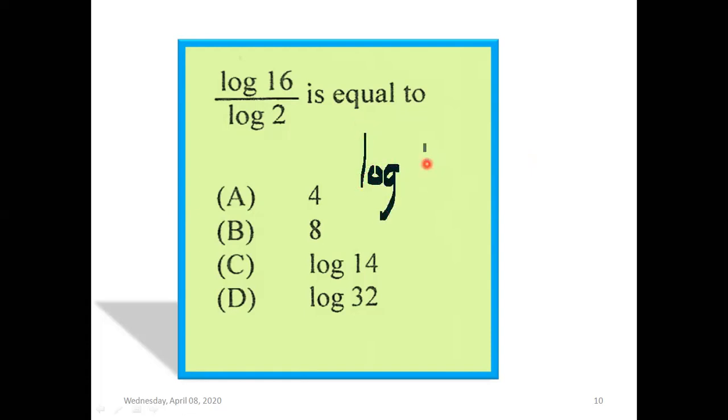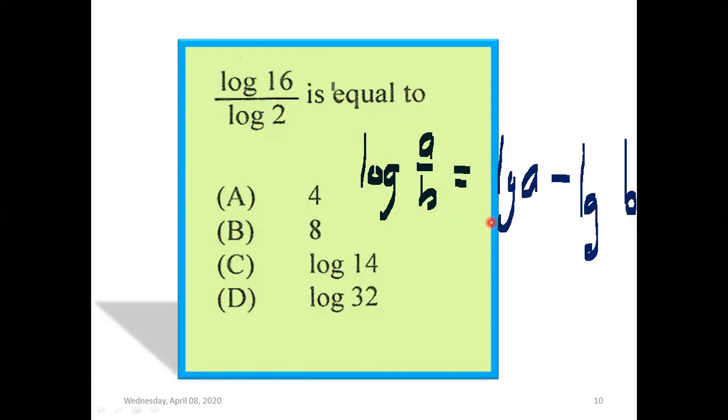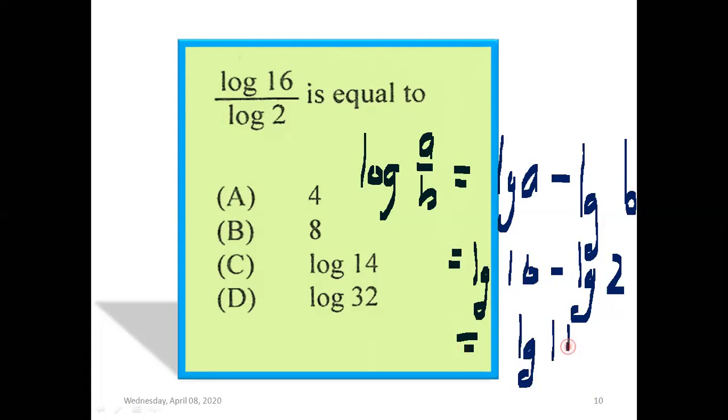All right, guys. If you have log A divided by log B, it is the same thing as log A subtract log B. So this is actually log 16 minus log 2, and that's just log 14.